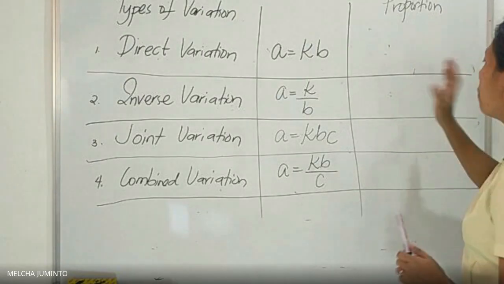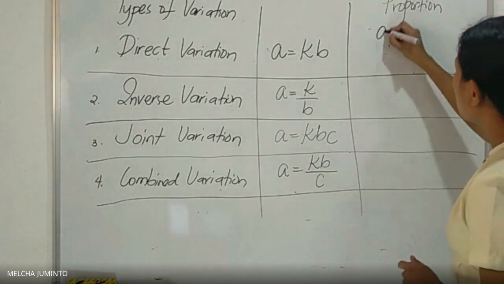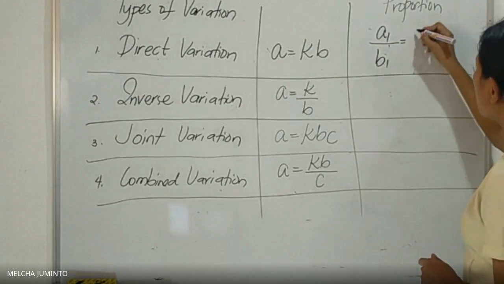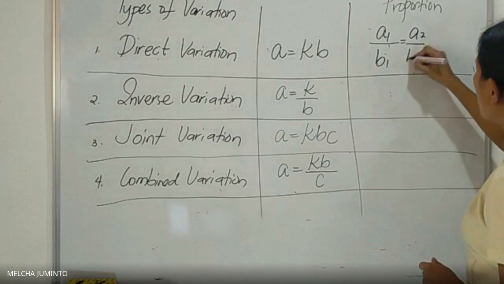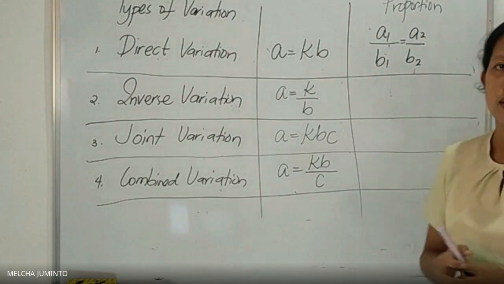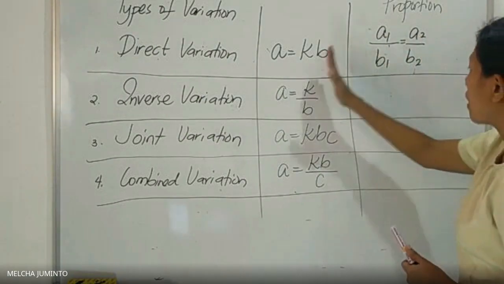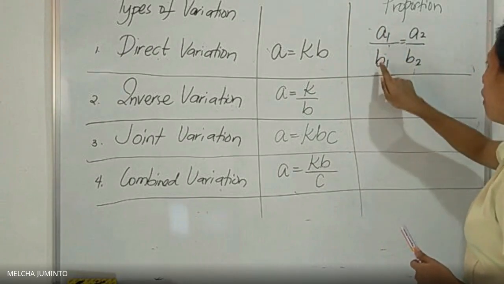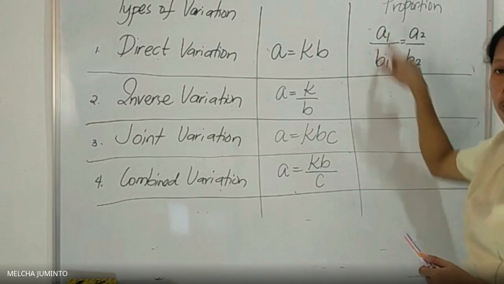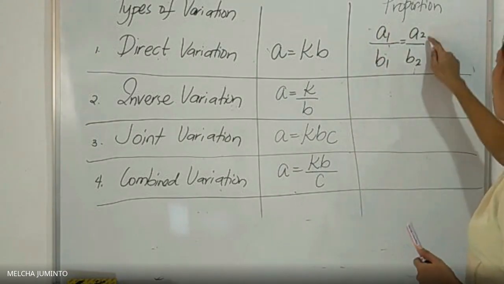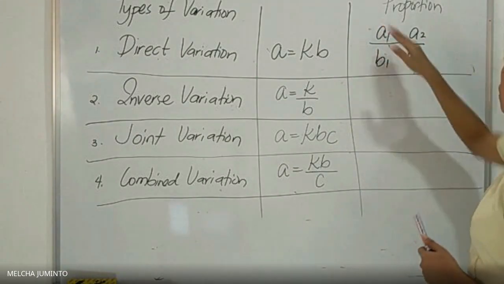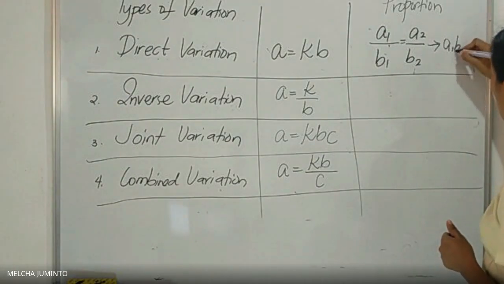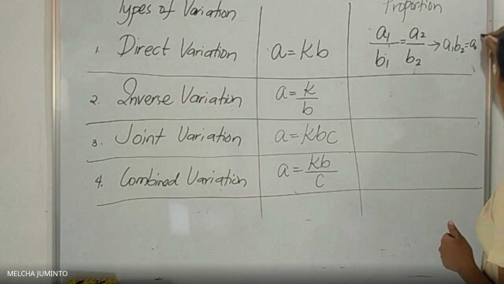So for direct proportion, we have a sub 1 over b sub 1 equals a sub 2 over b sub 2. Okay? So in the left side of the equation, we have a ratio wherein a and b are both 1. On the right side, we have a and b both 2. You can cross multiply them to get a sub 1 times b sub 2 equals a sub 2 times b sub 1.